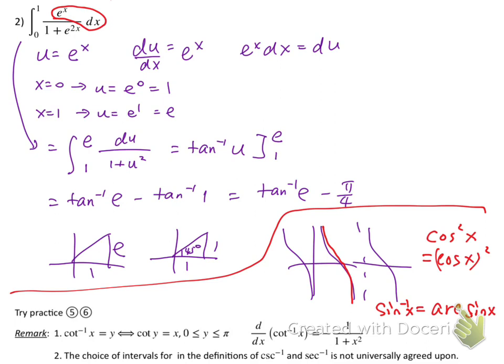I'll try to avoid it. Since I have introduced everything with inverse, I will probably stick with my -1 inverse notation. But be aware: arc sine means sine inverse, and arc cosine means cosine inverse. Yeah, that's it for this lecture.